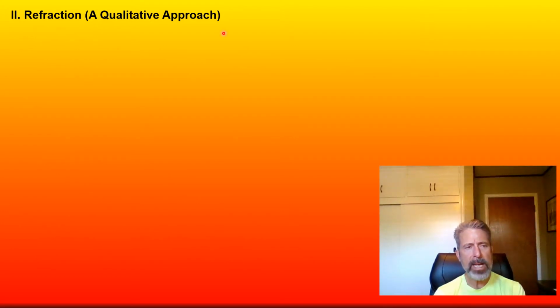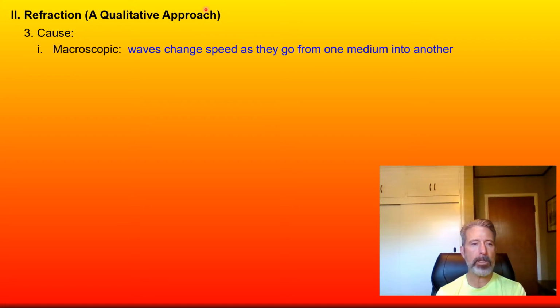So how would we actually explain the cause of refraction? What causes a light ray to bend when it enters a new medium at some angle with respect to the normal to the interface? Well, we can explain the cause from a macroscopic point of view very simply. We simply say it's due to the fact that the waves change speed as they go from one medium into another. So it's the change of wave speed that causes this bending, that causes refraction.